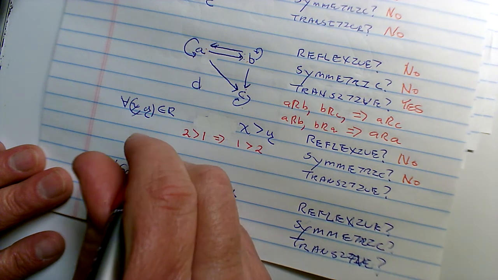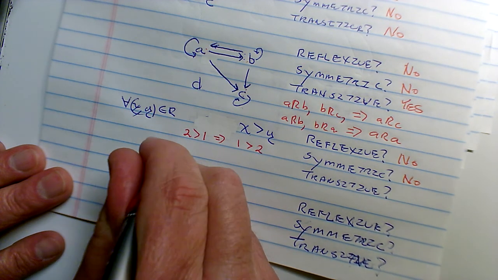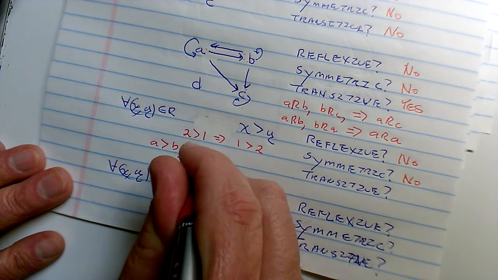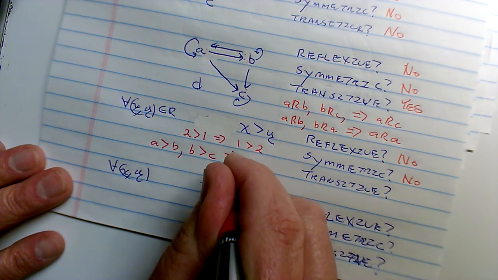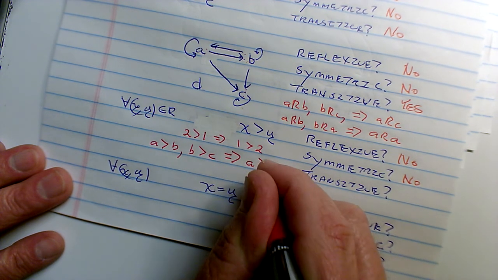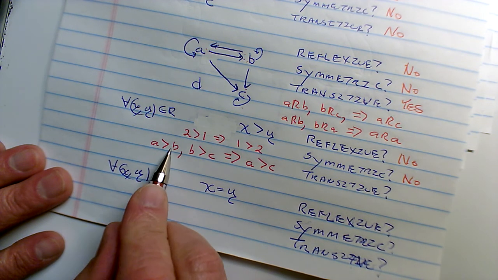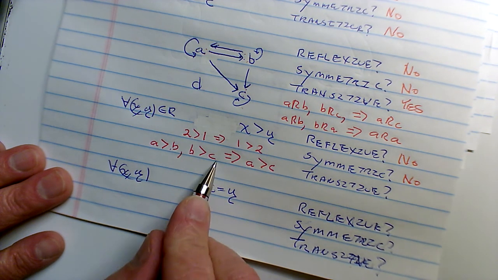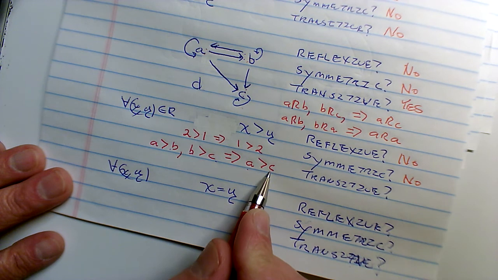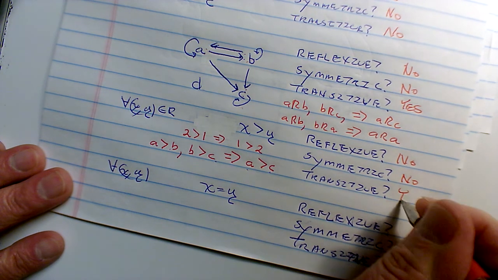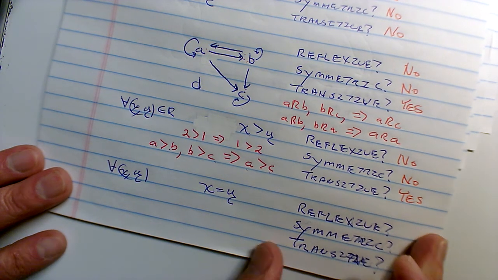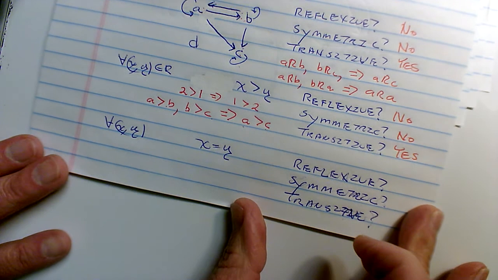But is it transitive? If A is greater than B, and B is greater than C, does that say that A is greater than C? Well, if A is to the right of B on the number line, and B is to the right of C on the number line, A has got to be to the right of C on the number line. So there's an example of something that is transitive without having the other two properties.